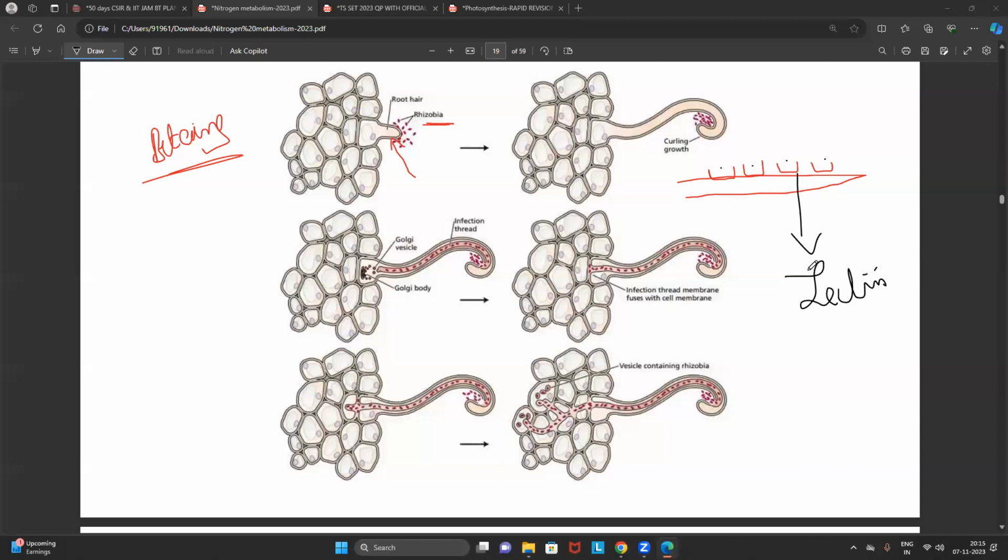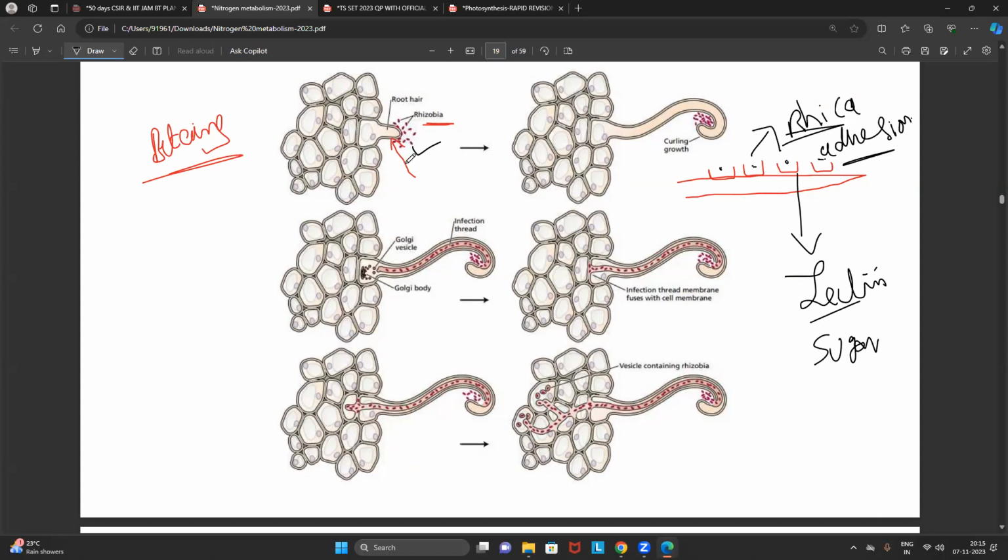So friends, no need to be confused. I will repeat it. First, the root hair will release the chemoattractants. Chemoattractants attract the bacteria. Bacteria will come and attach to the lectin receptor. Lectin means sugar. Sugar receptors are present on the root hair. This mechanism is called as RICA adhesion. What is the mechanism? The attachment of the bacteria to the root hair. That is called RICA adhesion.